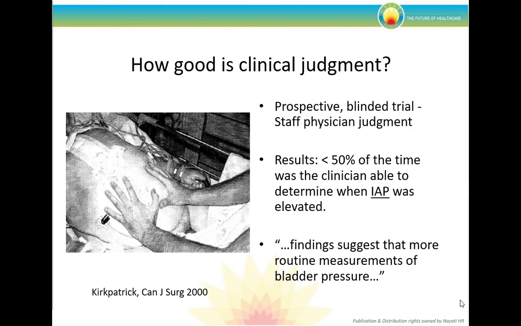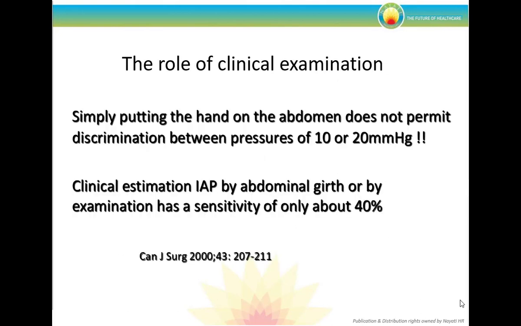You might have often been asked by your surgical colleagues to start measuring abdominal girths, or some surgeons will come and put a hand and say that the patient has raised intra-abdominal pressure, but these clinical methods are not very sensitive. Measurements of intra-abdominal girth by measuring tape will be accurate only 40% of the time. These measurements are obsolete now.